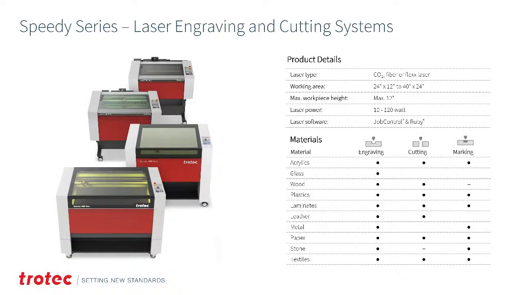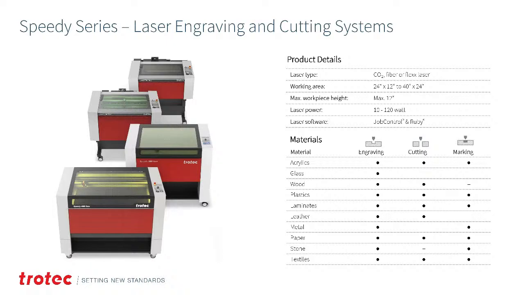The next series Trotec offers is the Speedy series. The Speedy series is kind of the rock star of our product line. Definitely the most popular because they combine the best of all worlds. Fast cutting, extremely fast, but also the fastest engraving on the market, so they give you the best of both worlds in terms of speed.